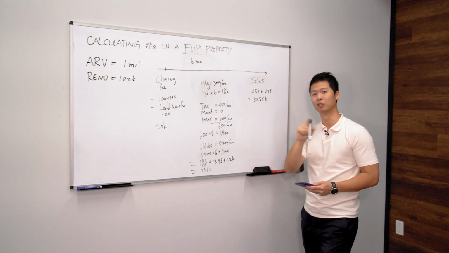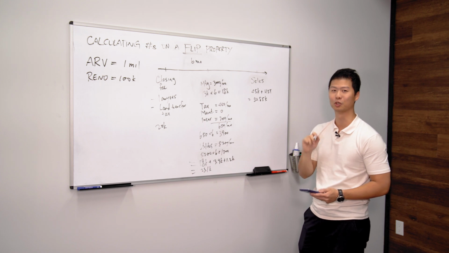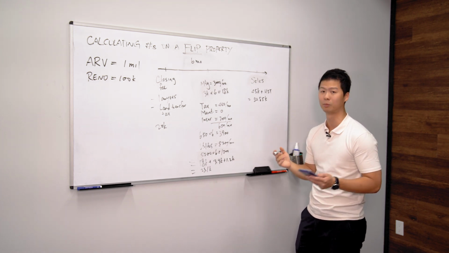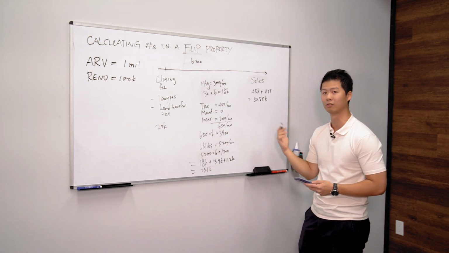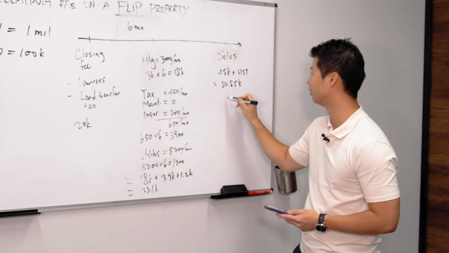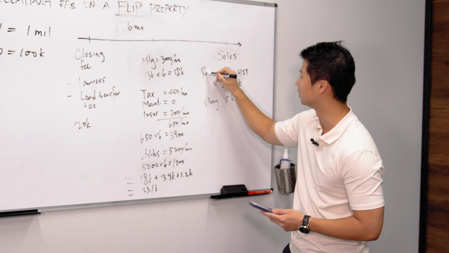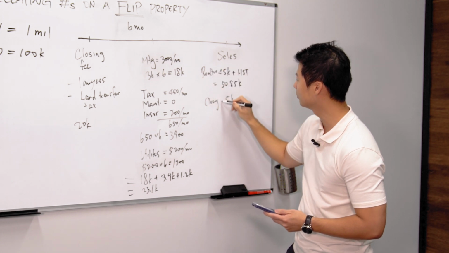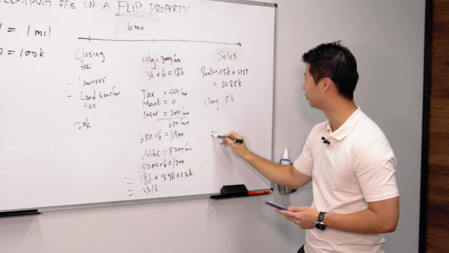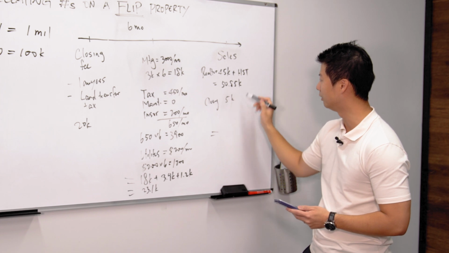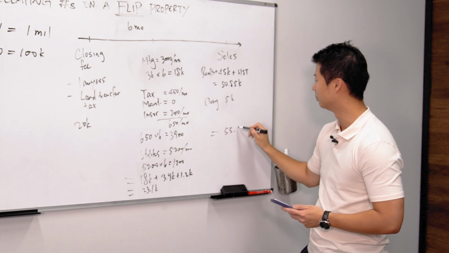On top of that, don't forget your lawyer. They're going to charge you 2 to 3K. In some cases, it could be 4,000 depending on the complexity of the sales. So let's be conservative. 5,000 is another closing fee that you need to pay for. So this is a realtor. Okay, and that's going to give you 50.85 plus 5, so 55.85.